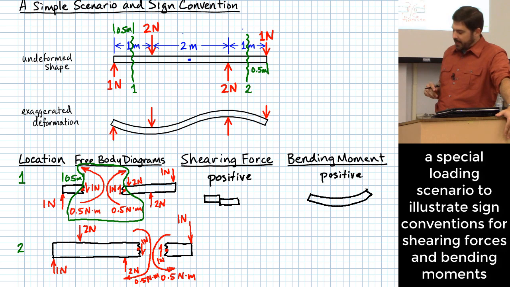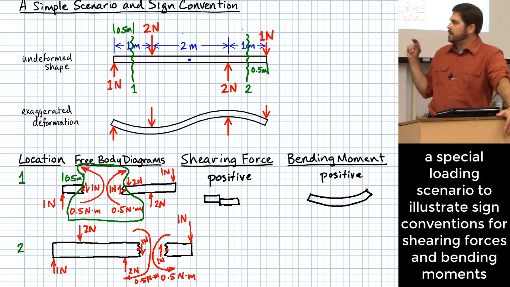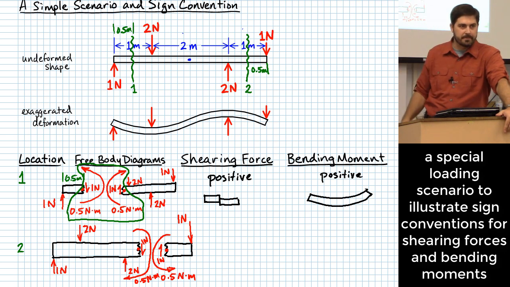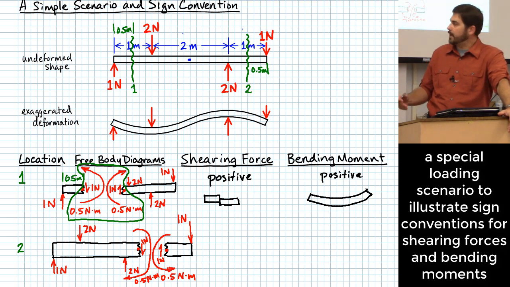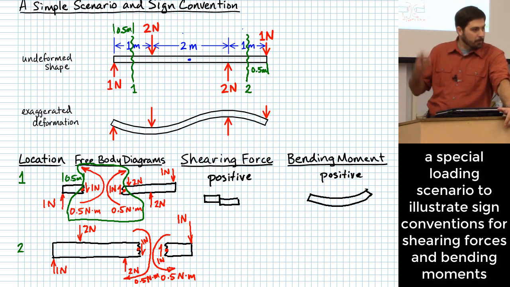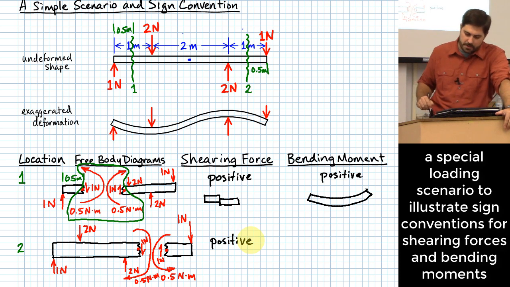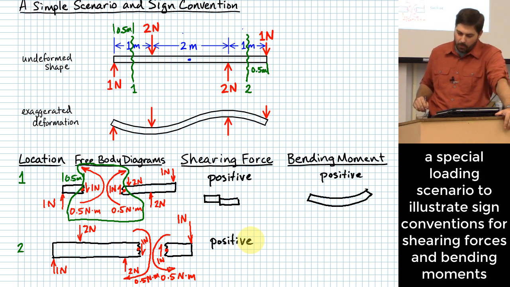Basically, at this point, you have to answer, is it the same as I had on the left end, or is it different? Directionally? It's the same, right? I still have a downward force acting on the left part. I have an upward force acting on the right part. So this is still a positive shearing force.